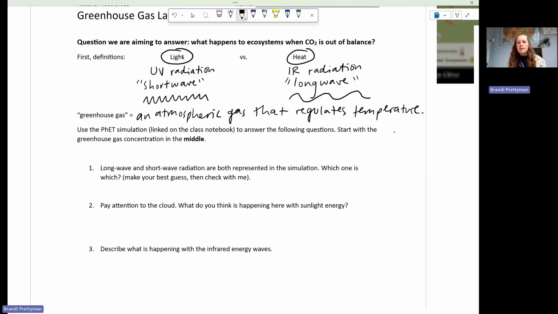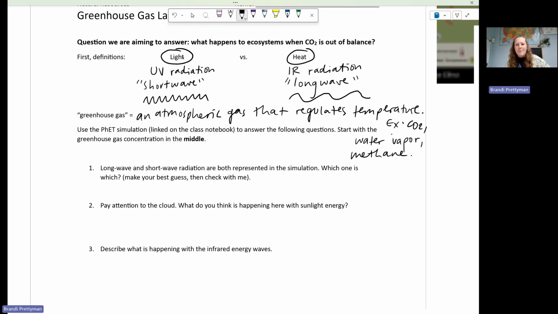So examples, CO2, which is why you're doing this lab. CO2 happens to be kind of the main character when we talk about greenhouse gases, but it's not the only one. Water vapor is also a greenhouse gas. Water vapor also works in the atmosphere to regulate temperature. And methane is another really common greenhouse gas. So collectively, these gases work in the atmosphere to regulate our temperature.